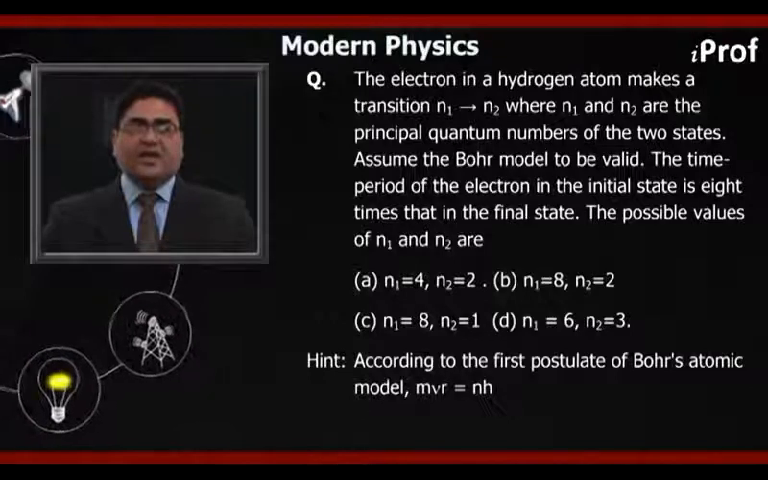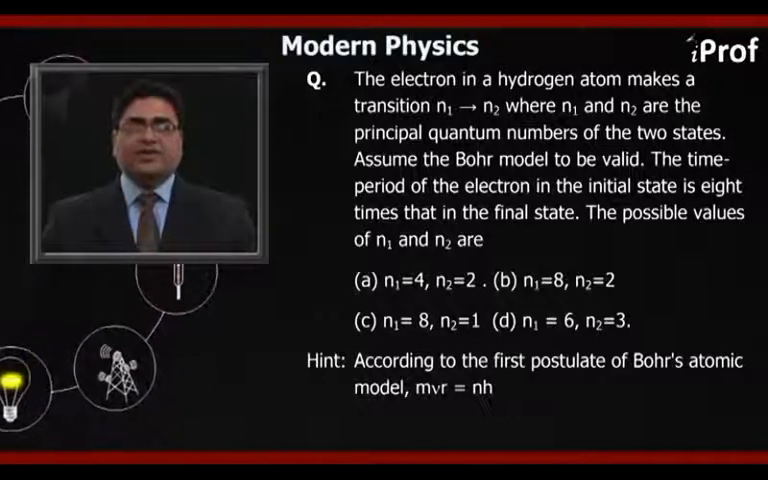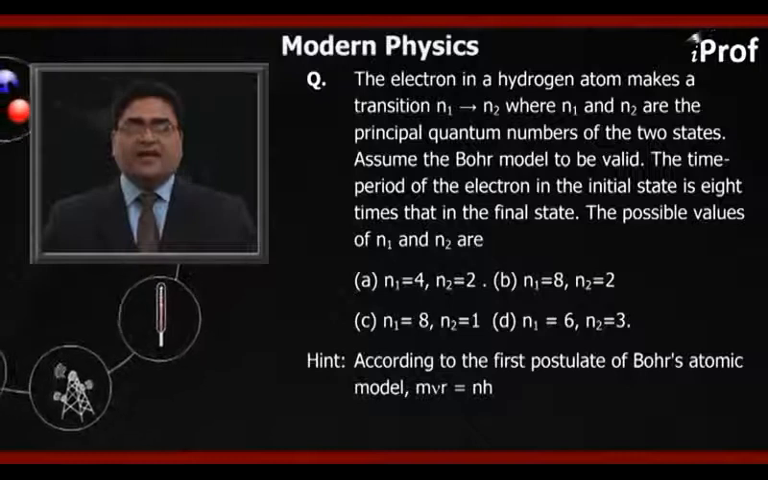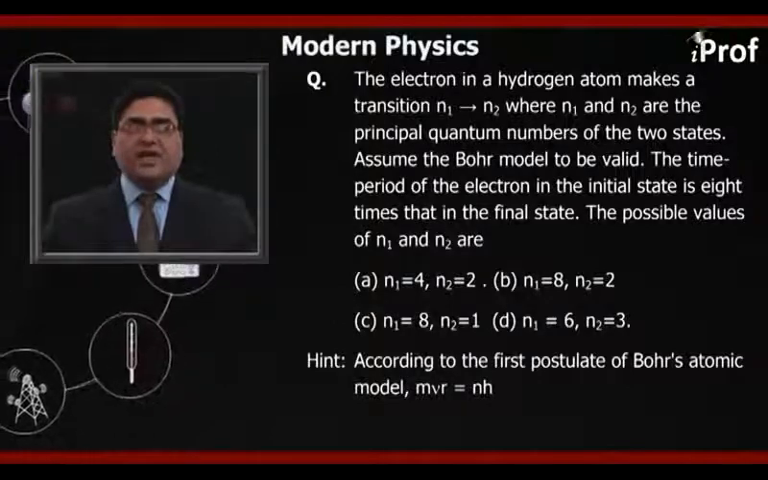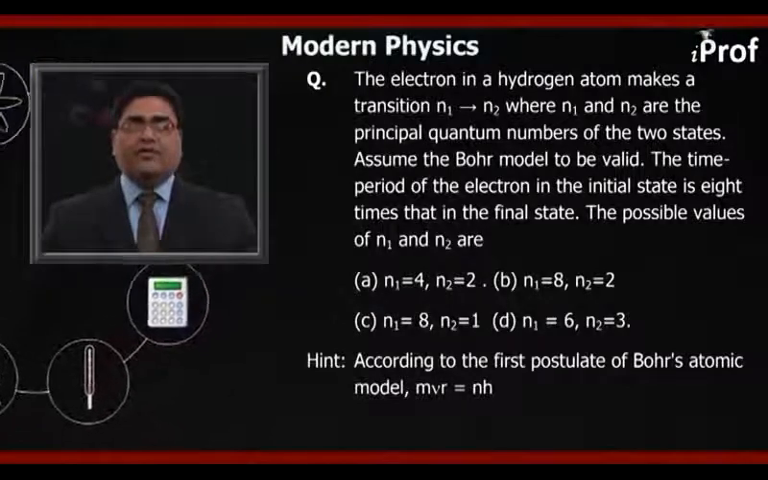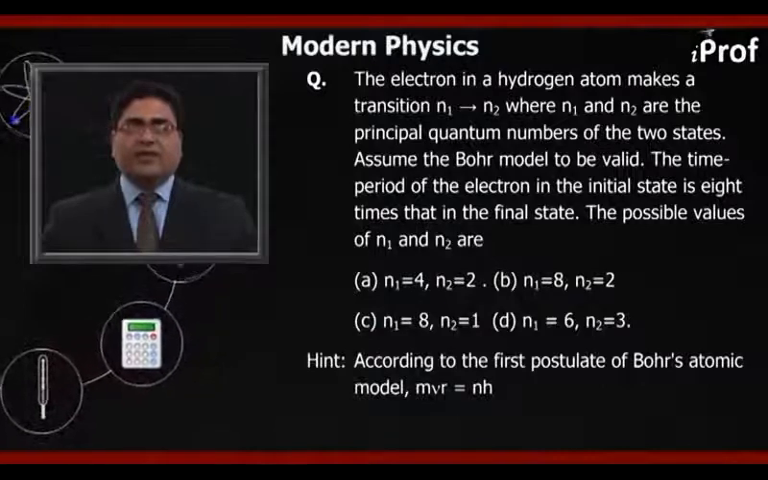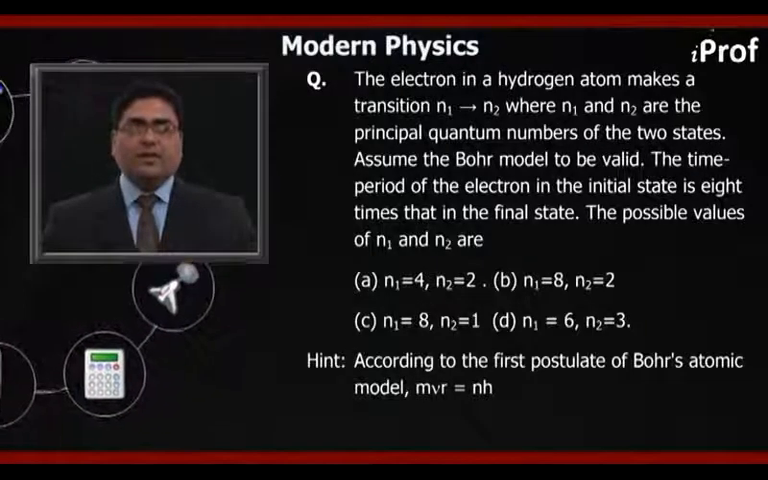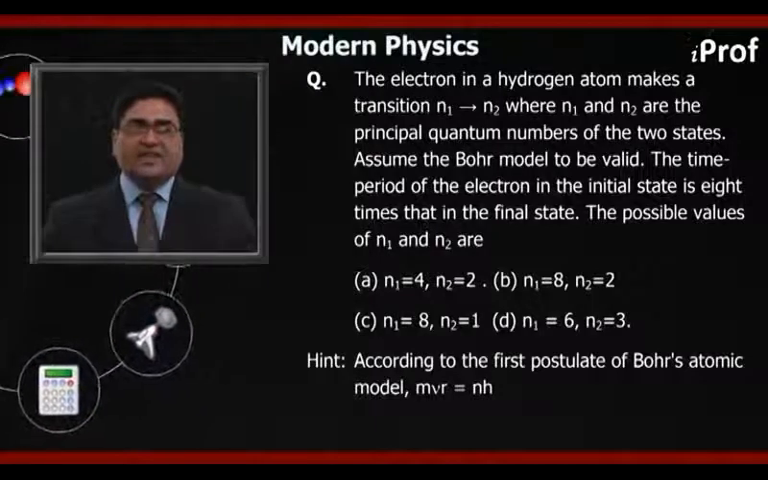First option, N1 equal to 4, N2 equal to 2. Second option, N1 equal to 8, N2 equal to 2. Third option, N1 equal to 8, N2 equal to 1. Fourth option, N1 equal to 6, N2 equal to 3. Let's see the solution.